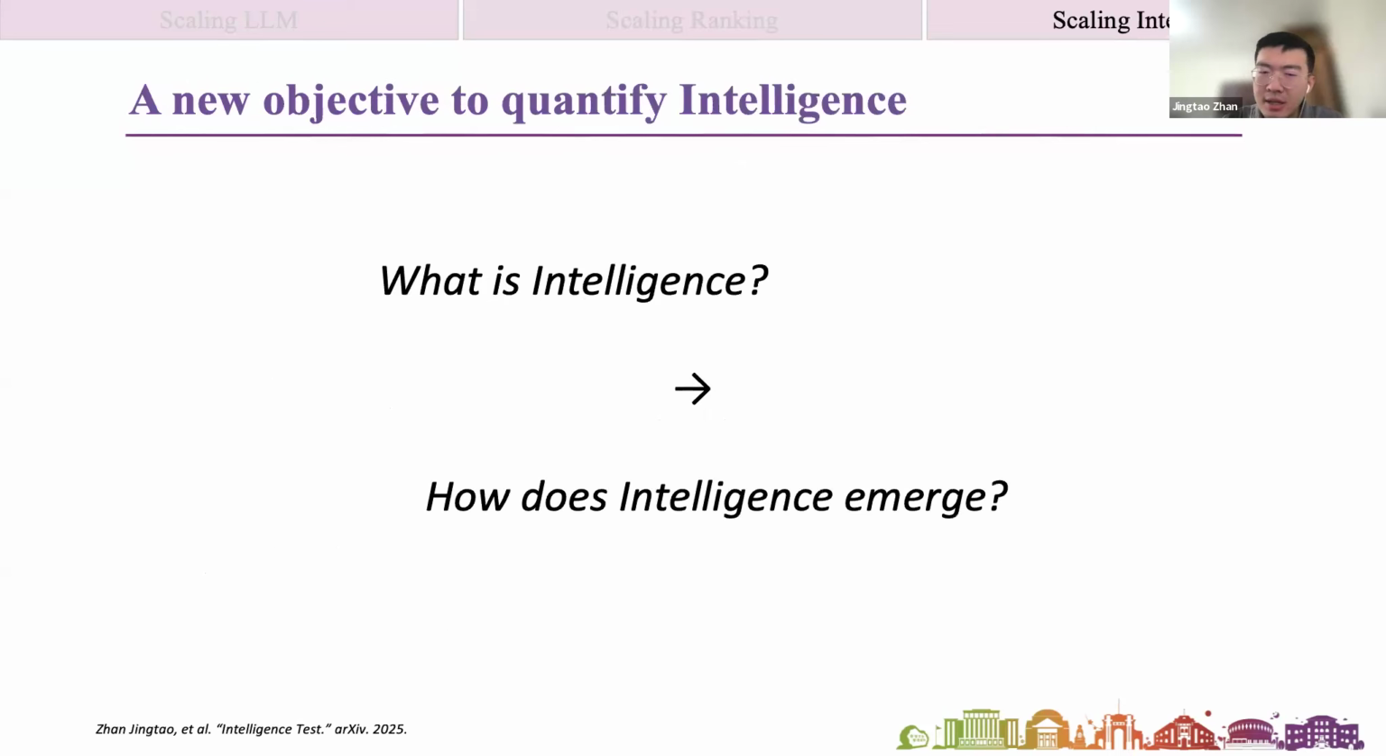So we have a recent study. We try to quantify intelligence in a very intuitive way, so that we can know exactly how good a model should be to get to AGI. So what is intelligence?